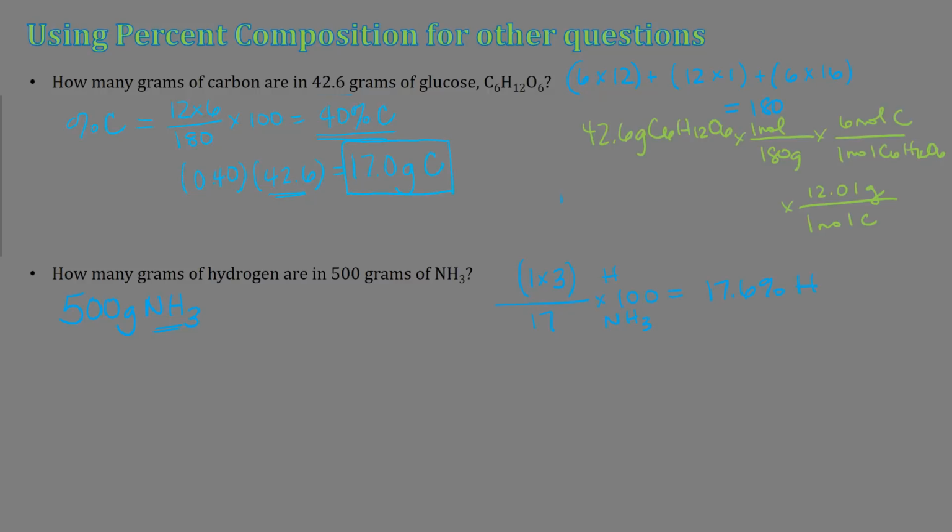So then I'm going to take 17.6% of 500, because 17.6% of ammonia is always going to be the hydrogen. So 0.176 times 500 is going to be 88.2. So only 88.2 grams out of the 500 grams is from the hydrogen. The rest would be from nitrogen.